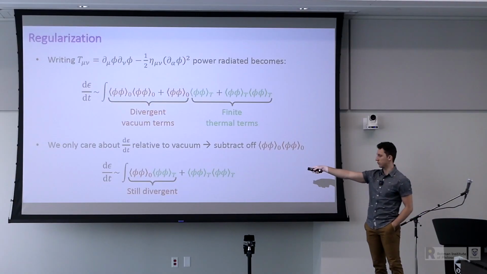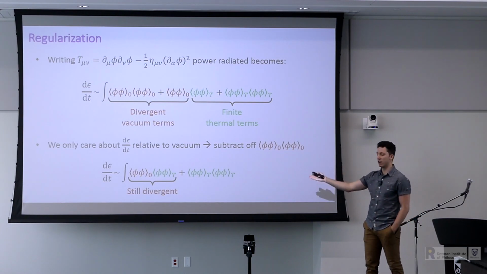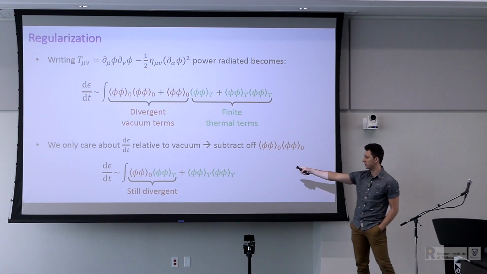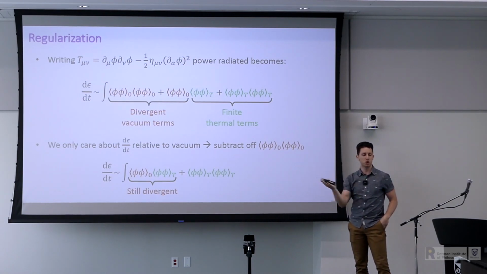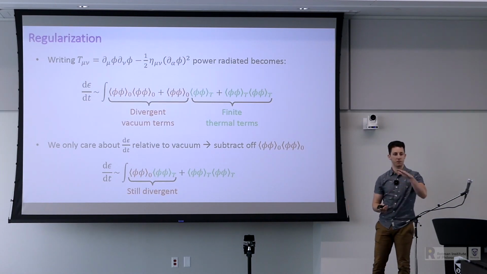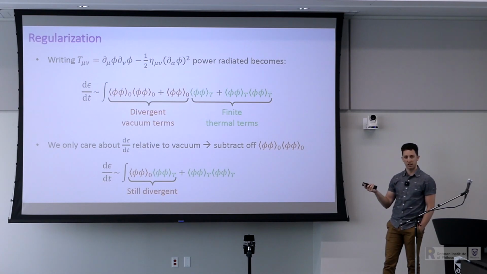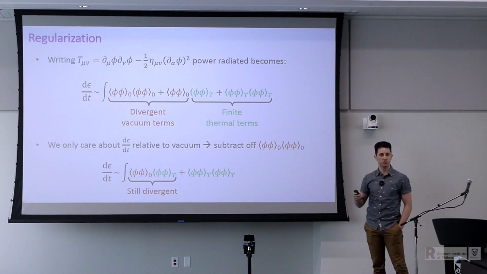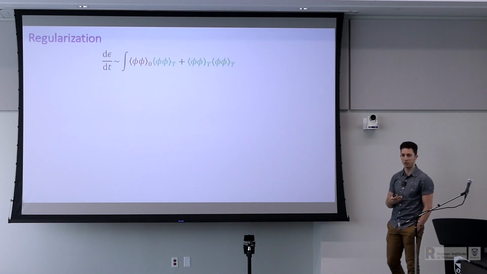But even after doing this, we still have divergences present in that first mixed term. And we can't simply subtract those divergences away, because this term is now dependent on the temperature. It's state dependent. So if we subtracted it off, it wouldn't amount to simply shifting the offset of energy. So now we need a more clever way to regularize these divergences. And fortunately, in the theory of perturbative quantum gravity, there's a way to do this.